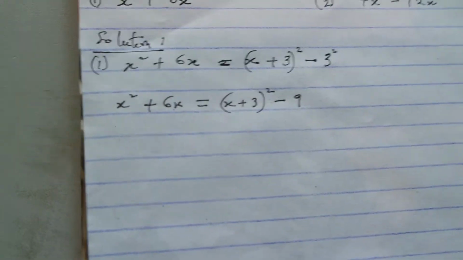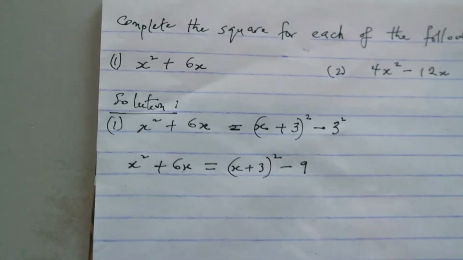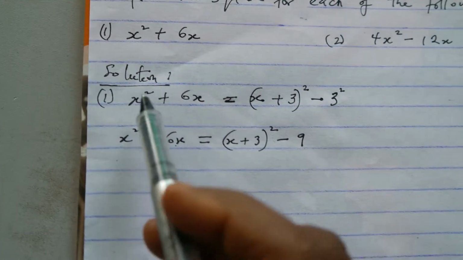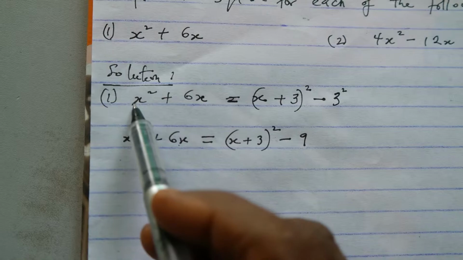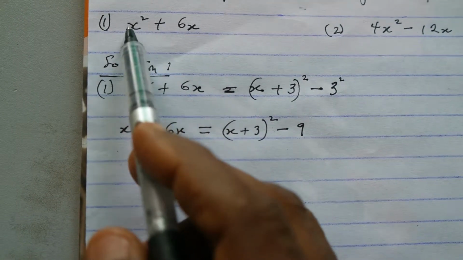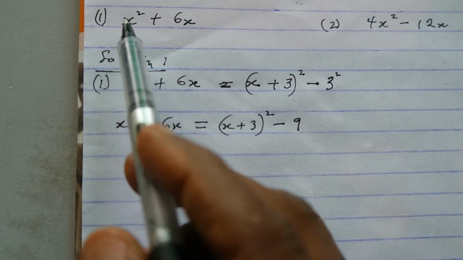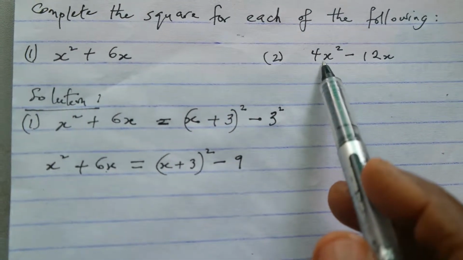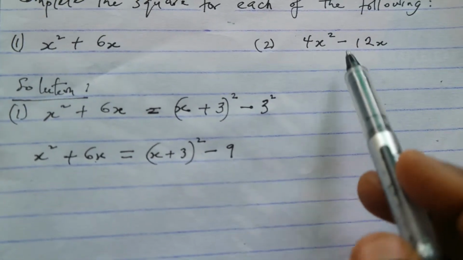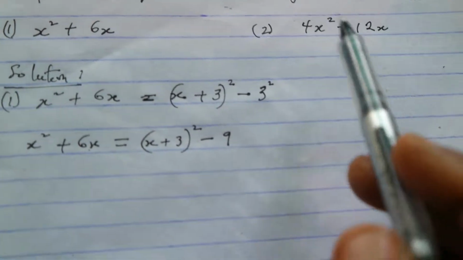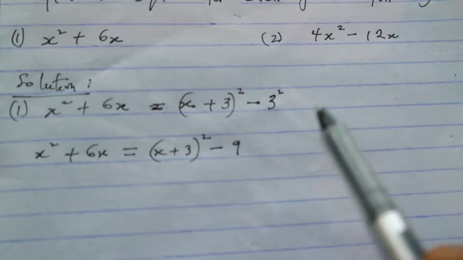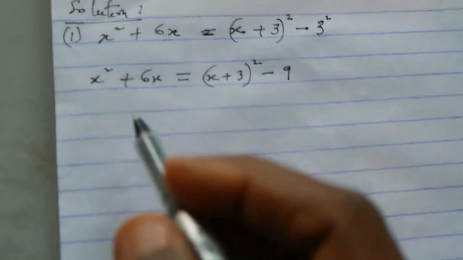So let's take the second question. Another thing: for us to complete the square for any expression, the coefficient of x squared must be 1. If it is not 1, as in this case now where the coefficient is 4, we need to readjust the expression so that the coefficient of x squared is 1 before we can complete the square for it.